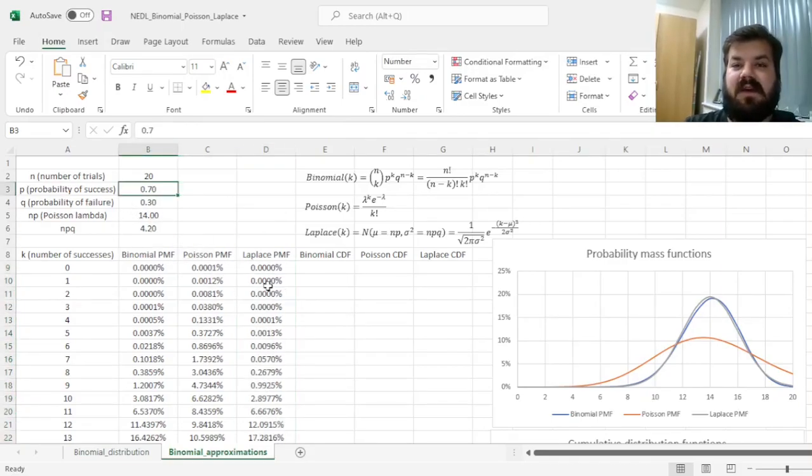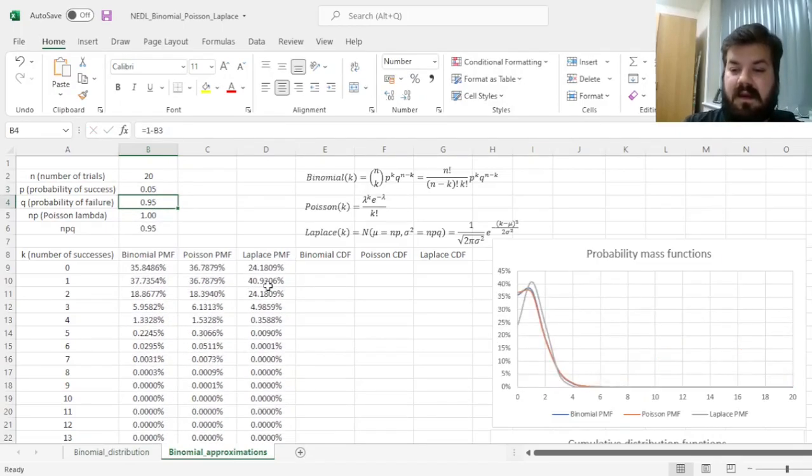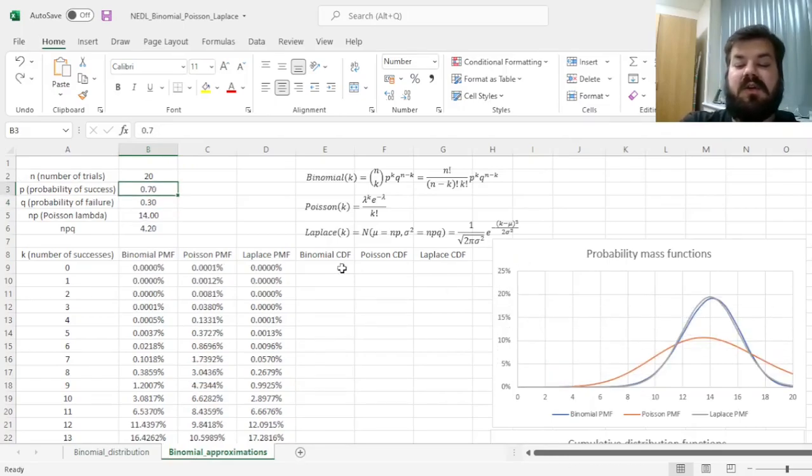And as we have discussed previously, for small values of p, the situation is the reverse. Here, our Laplace probability mass function is way off, whereas Poisson does a pretty good job at mimicking the real binomial PMF. And that's why you use Poisson when n is large and p is small, and you use Laplace when n is large and p is not small.